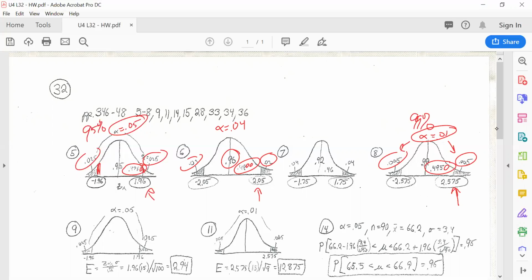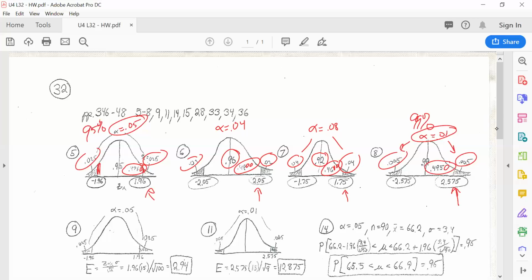Last but not least, it says it's 92% confidence level, which means alpha is 0.08. Split 0.08 in half, and you get 0.04, 0.04, which means you're looking up 0.4600 backwards on your z-table. The closest z-score is 1.75.